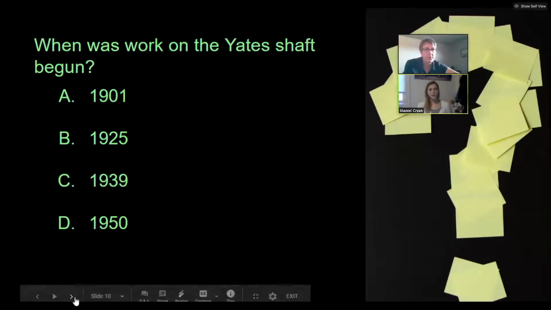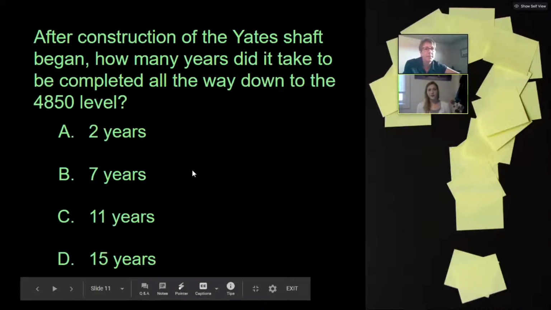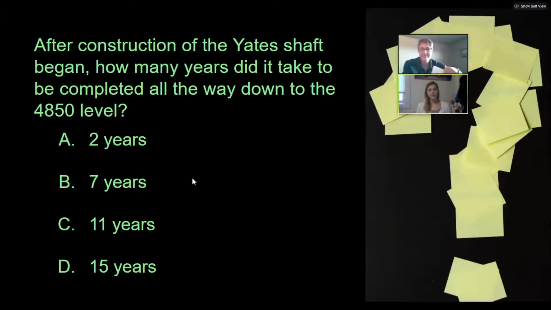So based on when they started working on the Yates shaft, how many years did it take for them to get all the way down to the 48th floor, I guess? Yeah, so all the way down to the 4,850 foot level, how many years did it take? Okay, so we'll let our viewers think about that for a moment.